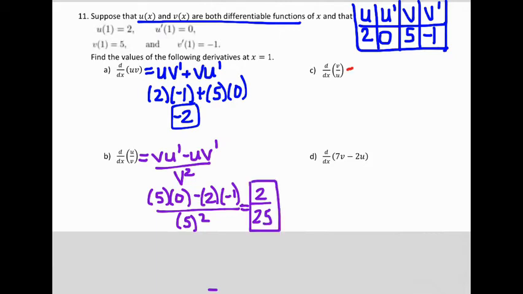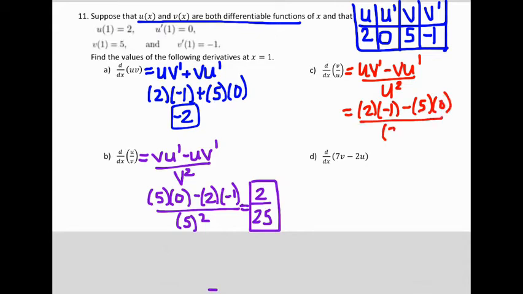C is also a quotient rule, but now our denominator is u. So low d high minus high d low all over low squared. Let's plug in 2 times negative 1 minus 5 times 0 all over u, which is 2 squared. So we get negative 2 over 4, which obviously simplifies to negative 1/2. Again, though, you didn't really have to simplify because it's free response.